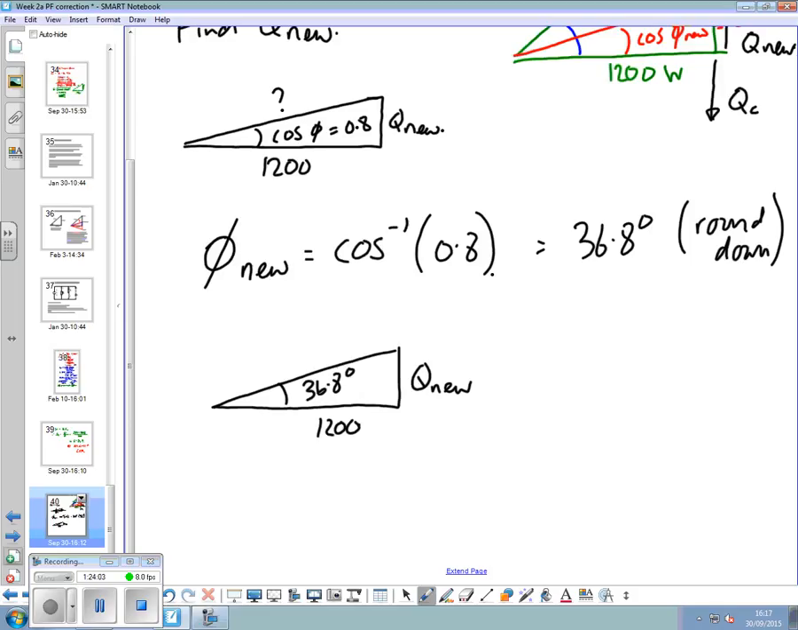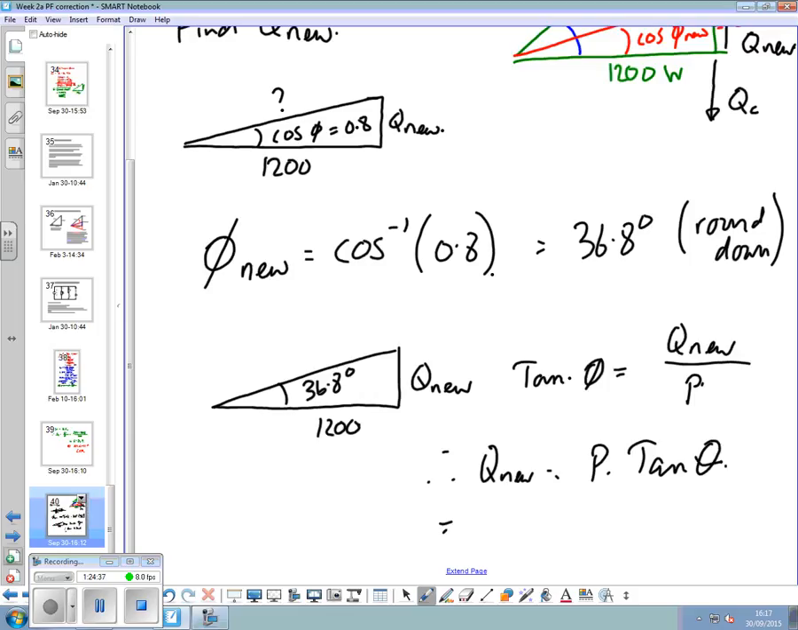SOHCAHTOA. Tangent. Yeah. So tan is equal to Q new over P. Therefore, Q new is equal to P times tan of the angle. That's 1200 times tan 36.8 degrees.